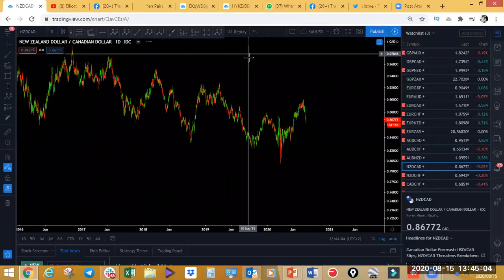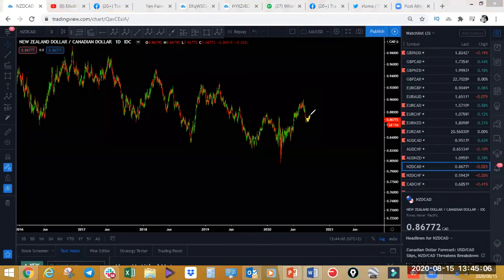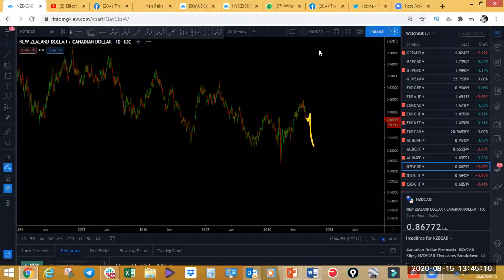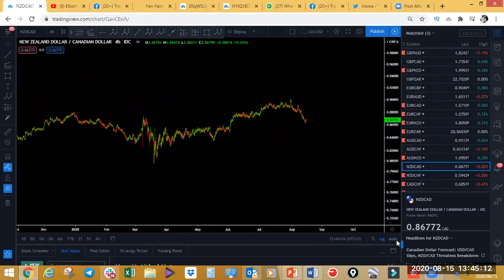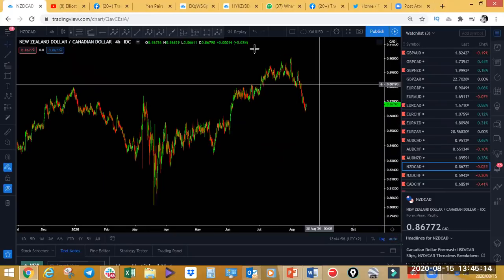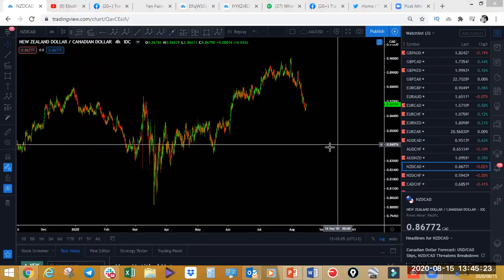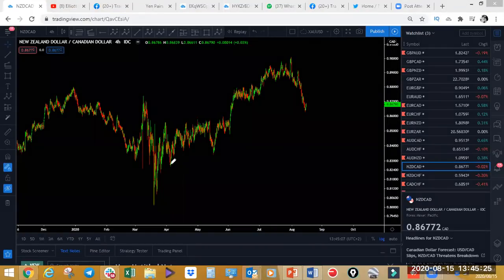Look out for a pullback here and continuation to the downside. Let's go to the 4-hour. Now on the 4-hour, you already have that impulsive move to the downside. Every time you get a pullback here on New Zealand CAD, you're looking for downside. We've got this structure already. We've got this one as a running flat.